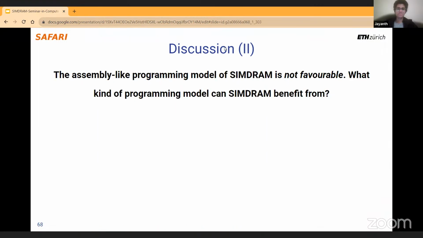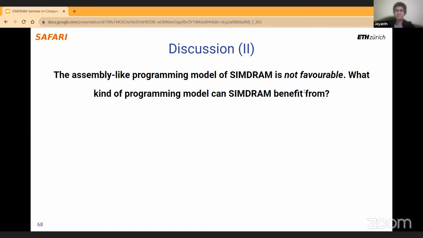Coming to the next discussion point, we also saw that the assembly-like programming model is not something that is favorable. So what kind of programming model do you think would be most apt for a framework like SIMDRAM? So I cannot completely understand the question here, honestly. Okay, yeah, can you elaborate a bit more?